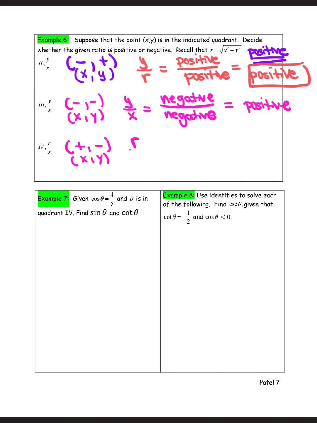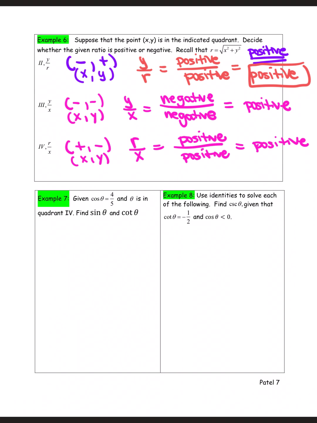Quadrant 4, if in quadrant 4, x is positive, y is negative. The ratio r over x, where r will always be positive. X is positive in quadrant 4. And positive divided by positive is positive. It's very important to understand the signs of the trig functions.